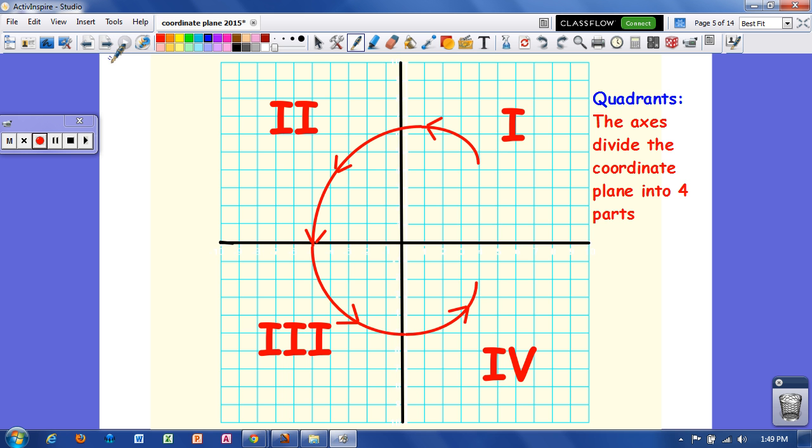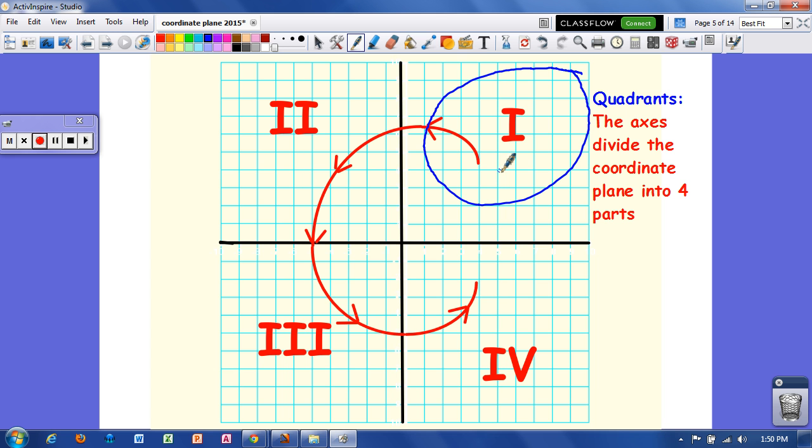Alright, now there are 4 different quadrants on a coordinate plane, and they are formed because we have the axes dividing it into 4 different sections. Now, right here we have quadrant 1, and keep in mind we are using Roman numerals to identify them. Quadrant 1, this is what you saw up until now. This is what you have been used to working with. Well, there are actually 3 more, and you're going to start working with those this year.